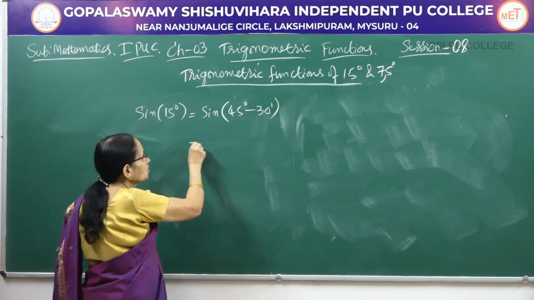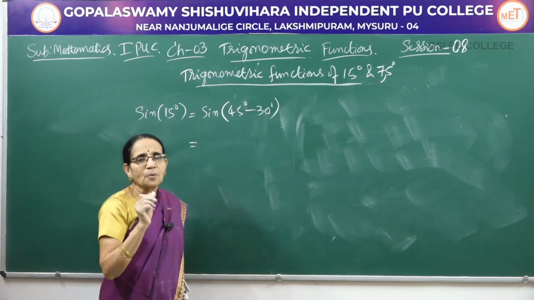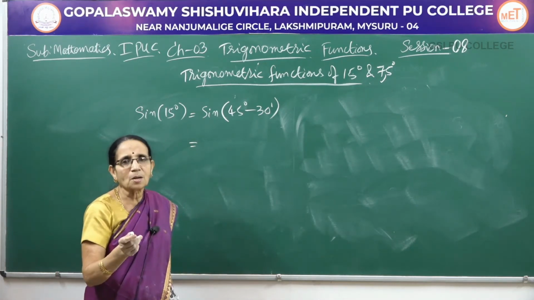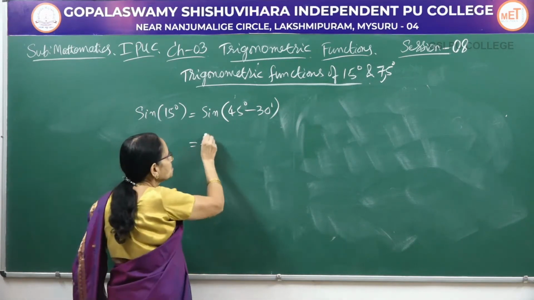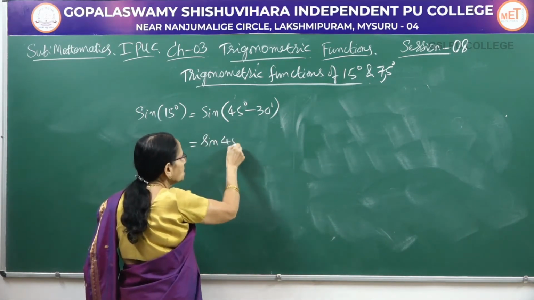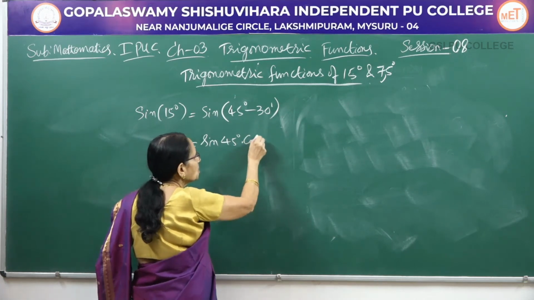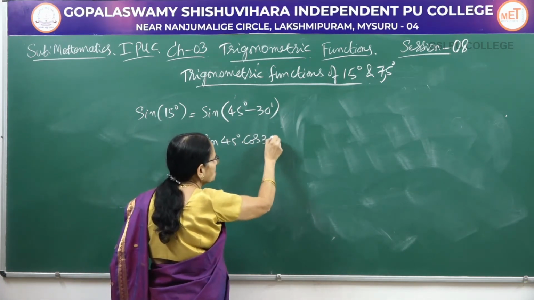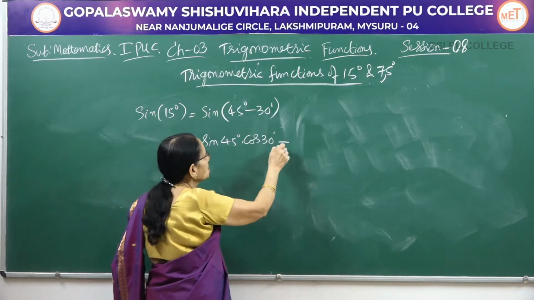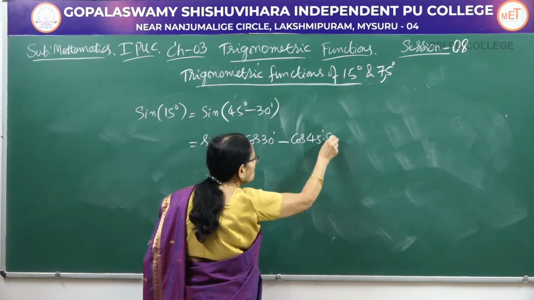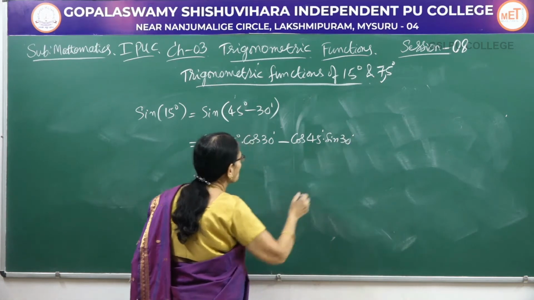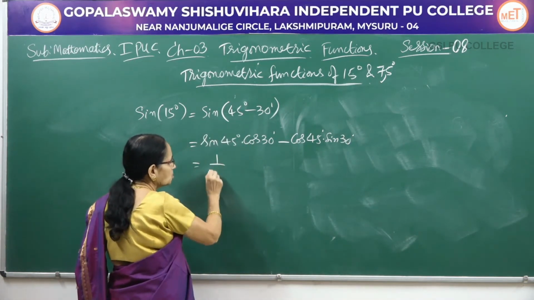So here I am using the formula sin of x minus y, the compound angle formula for the difference of the two angles. So it is sin x, that is sin 45 into cos y, that is cos 30. So this is minus, here also minus. It is cos 45 into sin 30. Okay. Now write the actual values.